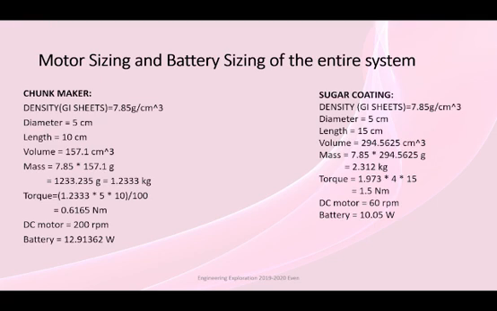12.9 watts. For sugar coating, the density is 7.85 grams per centimeter cube. Diameter is 5 centimeters. Length is 15 centimeters. The torque required is 1.5 Newton meter and the DC motor we will be using is 60 rpm. Battery required is 10.05 watts.